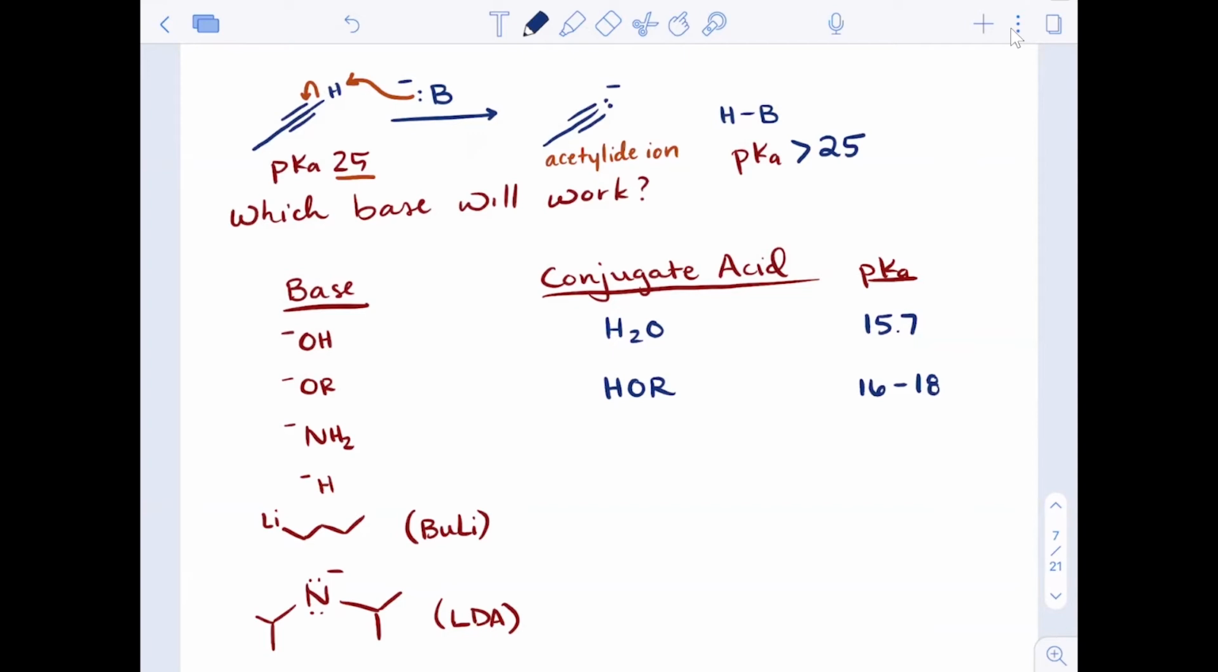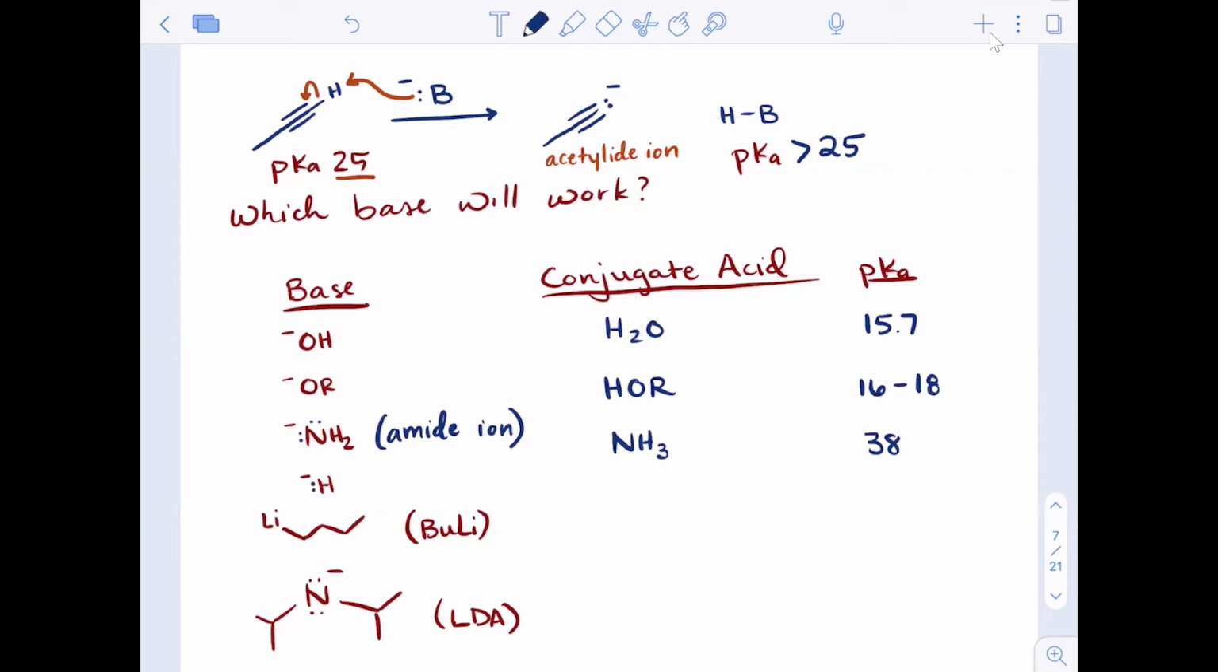Now think about N minus, nitrogen with 2 lone pairs and 2 hydrogens. That would be NH3 for its conjugate acid. Amines have a pKa of around 38. So NH2 minus 1 is usually called amide, the amide ion. It is a reactive enough base because the conjugate acid there, NH3, is stable, and in terms of the pKa, it is higher than the original acid.